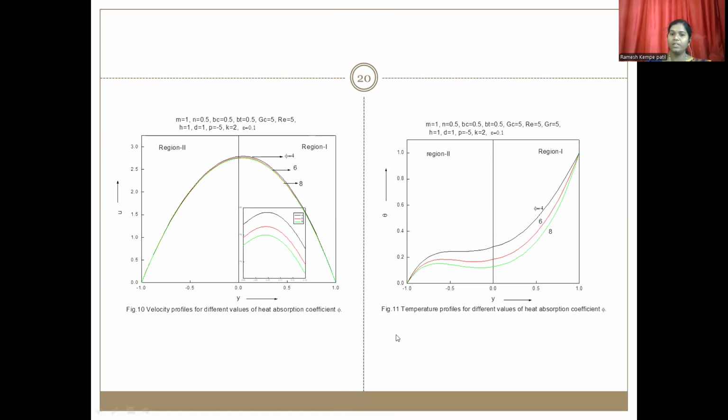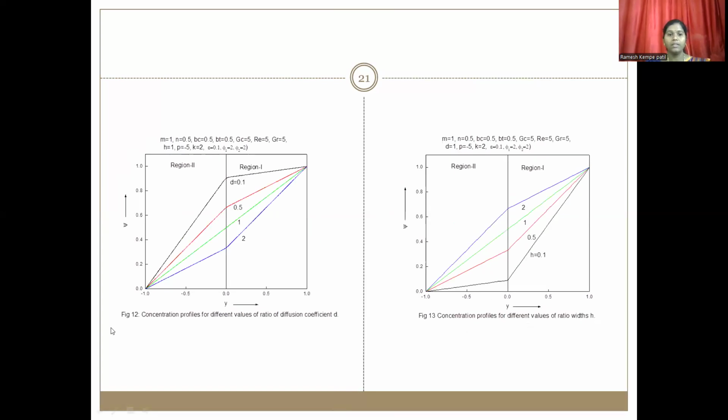Then figures 10 and 11 show the velocity and temperature profiles for different values of the heat absorption coefficient phi. Here, as the heat absorption coefficient phi increases, both velocity and temperature decrease. Then figure 12 shows the concentration profile for different values of the diffusion coefficient ratio D. Here, as the diffusion coefficient increases, the concentration profile decreases. Then figure 13 shows the concentration profile for different values of width ratio H. As the width ratio H increases, the flow speed increases.